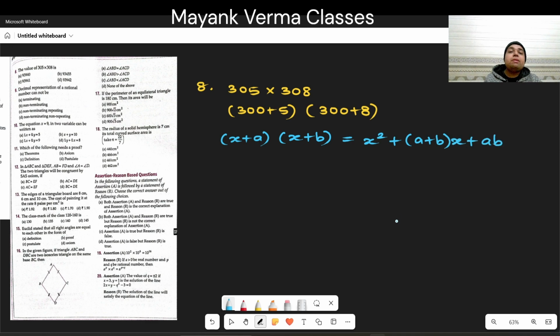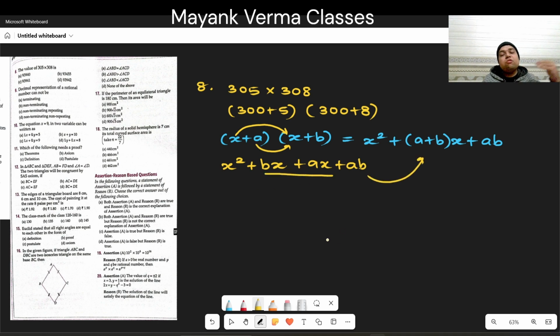So we need to remember this identity, and if you want to cross check also, you can multiply this with this: first term will be x square plus bx, second term with this bracket ax plus ab. So if you take common x in the middle two terms, you will get the same result. So you can also cross check if you have any doubt. Now let's apply that here.